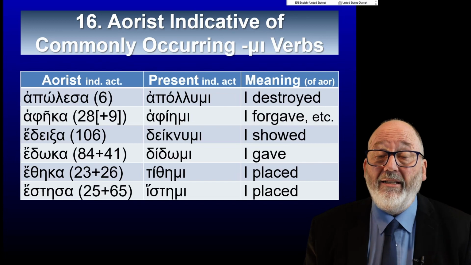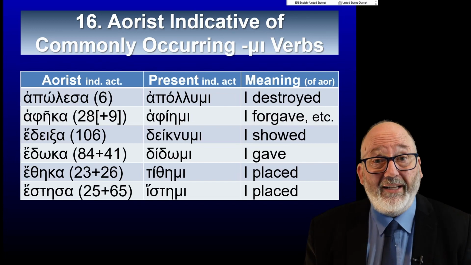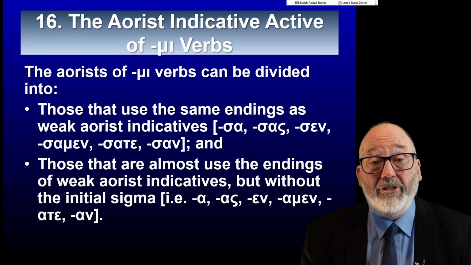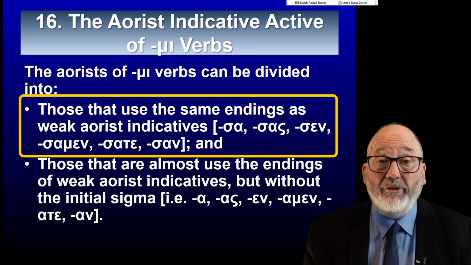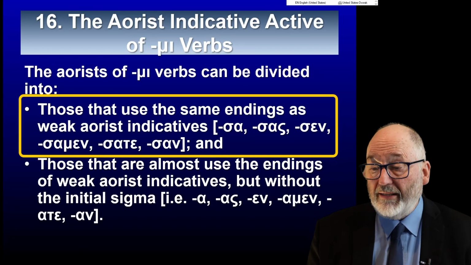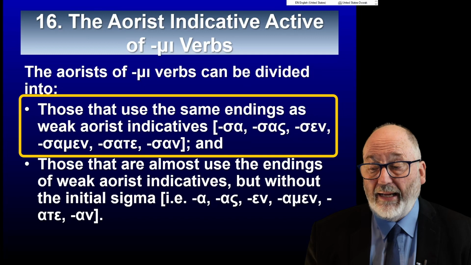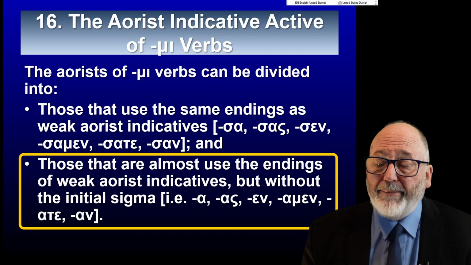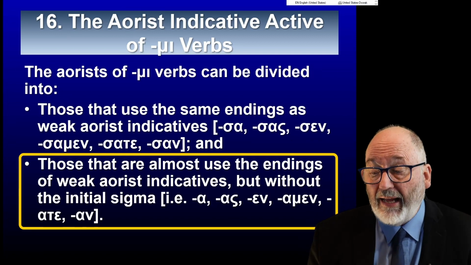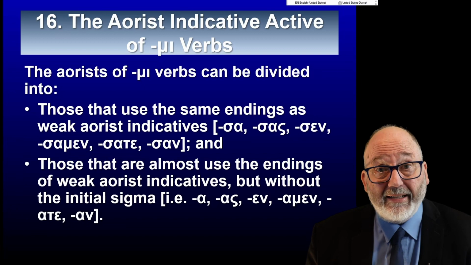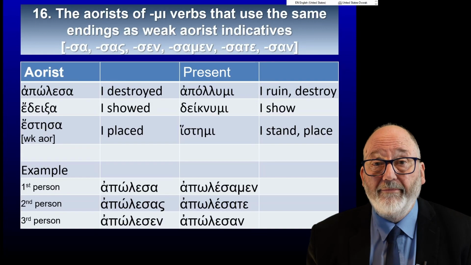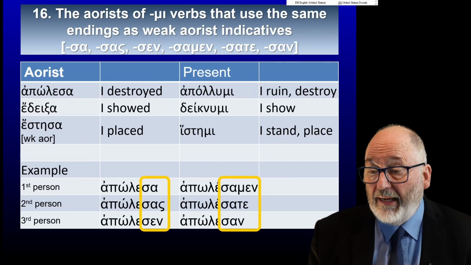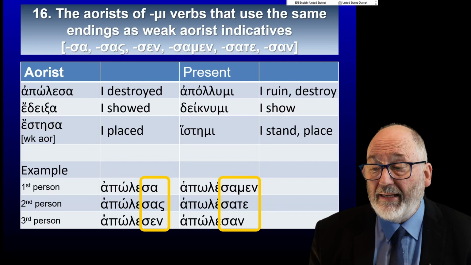There's one little detail that we need to pay attention to. So let's just have a quick look at that. The aorist of mi verbs can be divided into two general groups. Those that use the full endings of the weak aorist, so that's the sa, sas, sen, samen, sate, san endings, and those that use the endings without the sigma. So they go a, as, en, amen, ate, an. Let's look at the two groups separately. Here we have the first group. This group uses the sa, sas, sen, samen, sate, san endings.